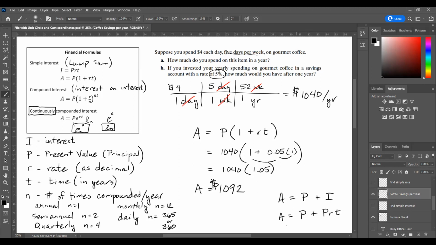And then I see that there's a P value in both of those terms. And if I factor that out, I get that more advanced formula. But it should be heavily noted that our future value is the principal amount plus interest. And we will be using that later. When they ask us how much interest we got, we are just going to subtract the principal from the future value, and that difference is our interest.